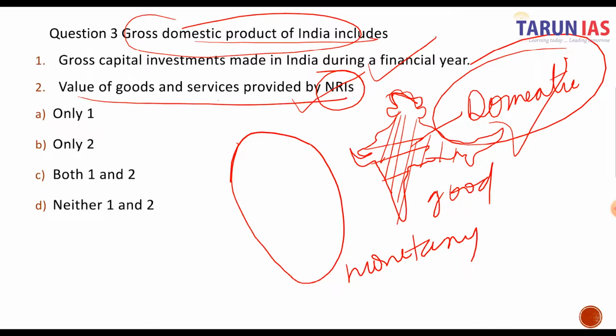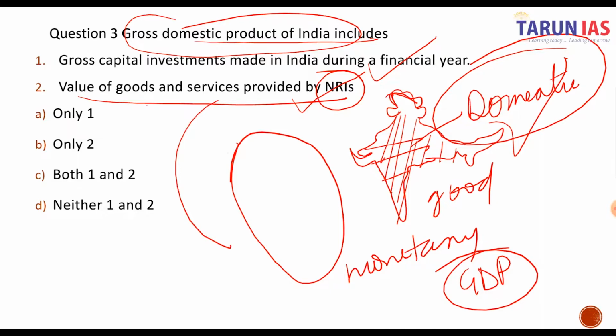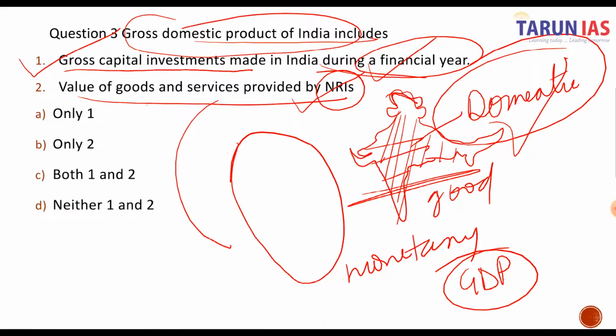Therefore, this will be counted in the visibles and invisibles of our balance sheet, right? However, this will not become part of the GDP. However, if the same goods and services were provided by foreign nationals in India, then it would have been counted in the GDP, right? So all goods and services within the domestic boundary. Therefore A will be our correct answer, because the first statement is correct: the gross capital investments made in India during a financial year, like within India. So A is our correct answer.